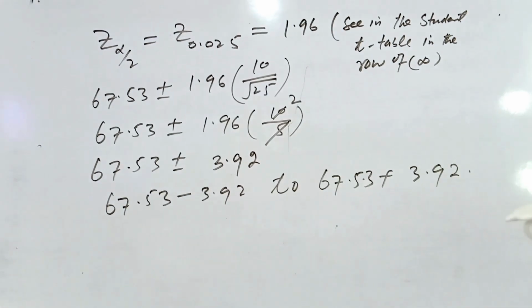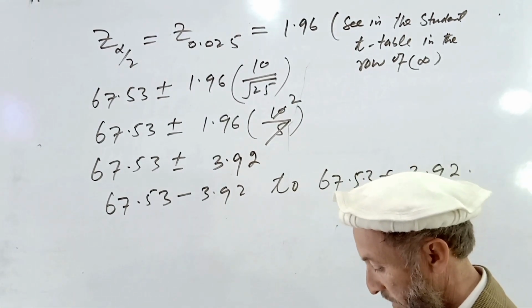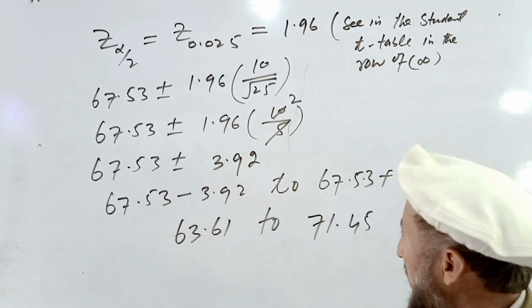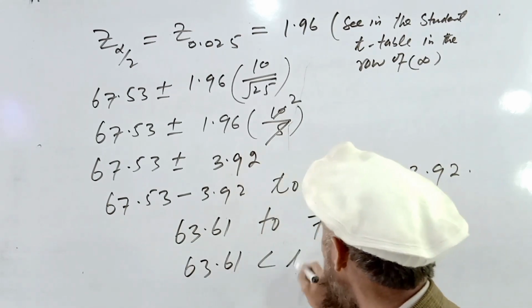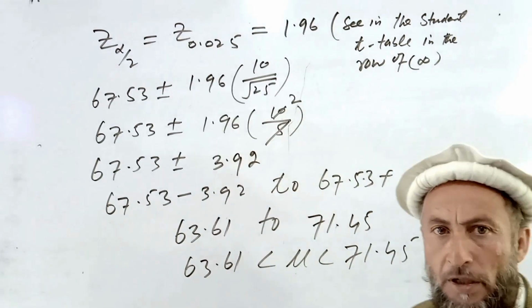If we calculate this value, we get 63.61 to 71.45, which is the confidence interval. We can write it in the form of a confidence interval, 63.61 to 71.45.